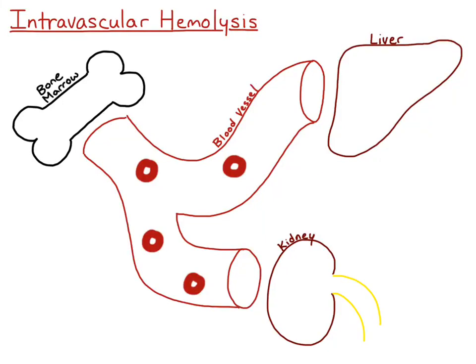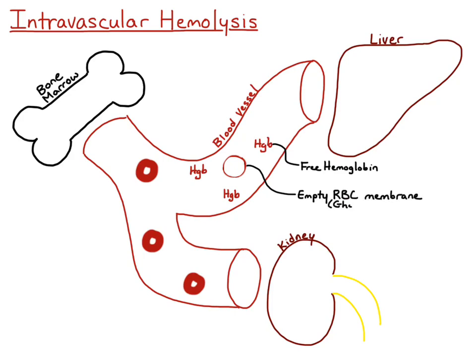This video is going to be on intravascular hemolysis. Intravascular hemolysis is when red blood cells are ruptured within the blood vessels. They lyse and they release their hemoglobin into the plasma, and this is known as free hemoglobin. And then they also leave the membrane of the lysed red blood cells.